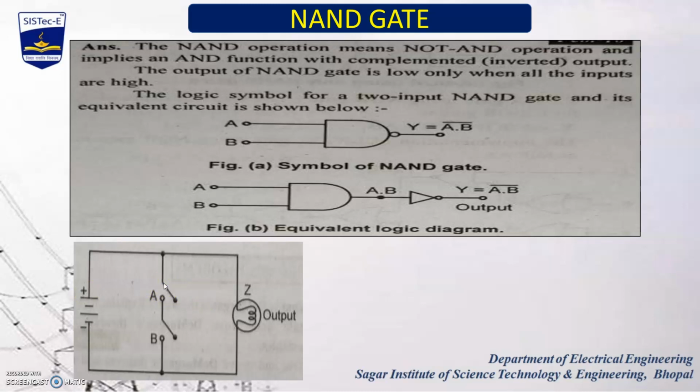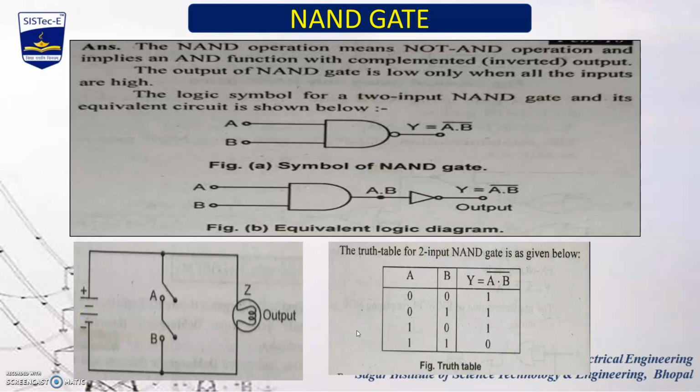Here, two switches A and B are connected in series, and they are connected in parallel with the supply source as well as the bulb load. When both inputs are low, meaning A and B are 0, 0, the switches are open. In that case, the supply source can release current to the load and the bulb will glow, meaning the output will be high, that is 1.